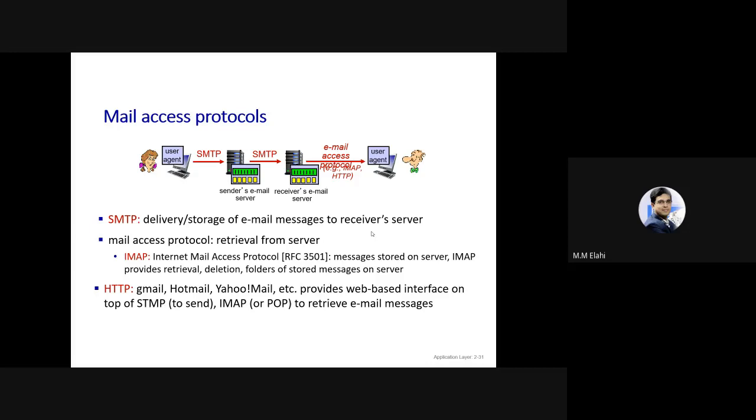And also you can see some RFC numbers here. IMAP, Internet Mail Access Protocol, RFC 3501. If you search with RFC 3501 in Google, you will get the complete document about IMAP. In IMAP, the main idea is retrieval from server, with messages stored on the server. And what is the advantage? Since all the manipulations are in the server, from anywhere, if I can access the server, I can get the same view. Clear? So this is about the mail access protocol.